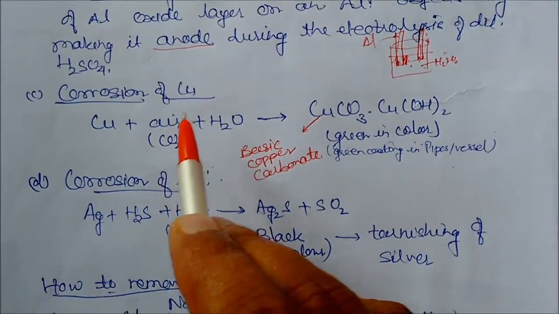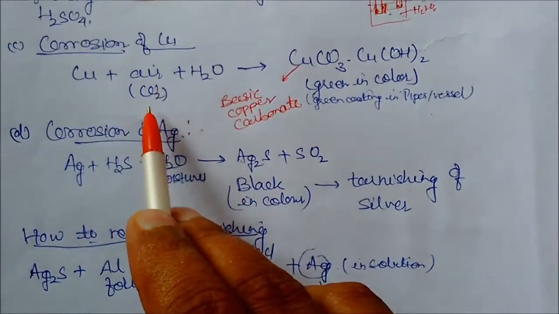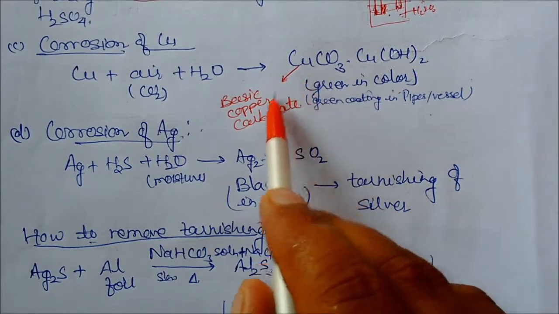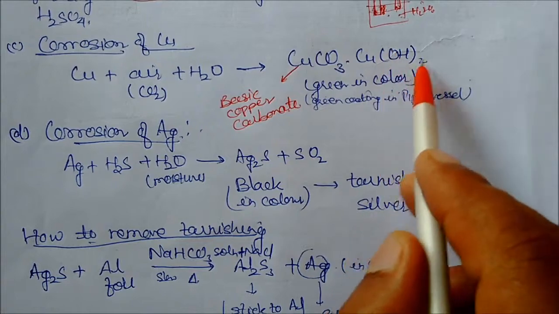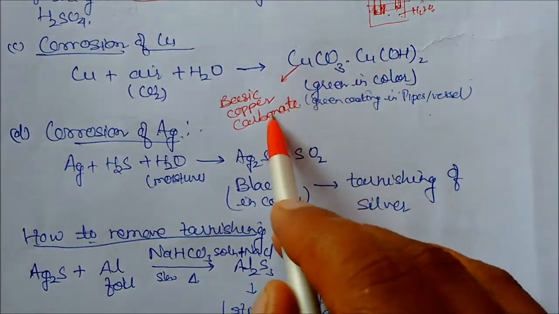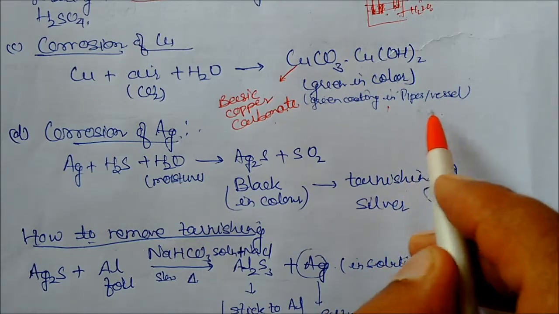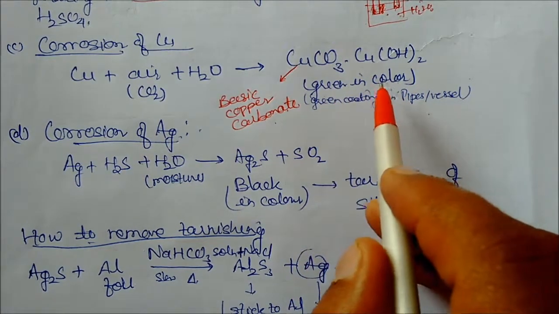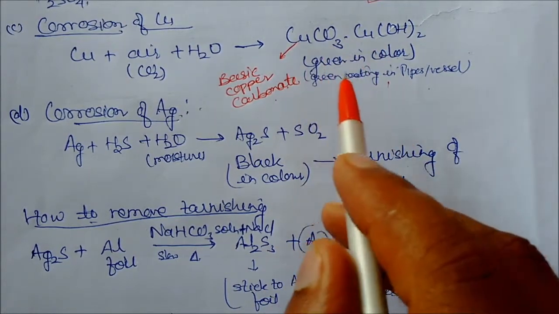Next is corrosion of copper. Copper, in the presence of air and water, where air contains CO2, forms a compound called basic copper carbonate, CuCO3·Cu(OH)2. Basic copper carbonate is a green coating. Usually in pipes or any copper vessel, if you find green color, it means the metal has been corroded, eaten up or destroyed.